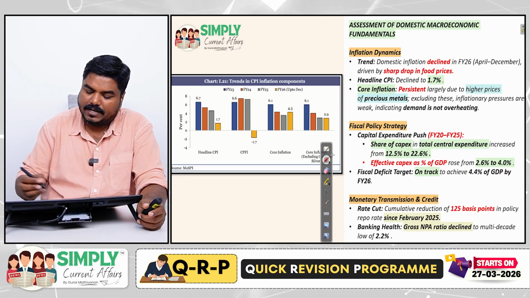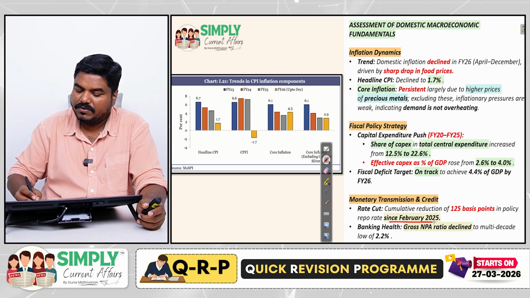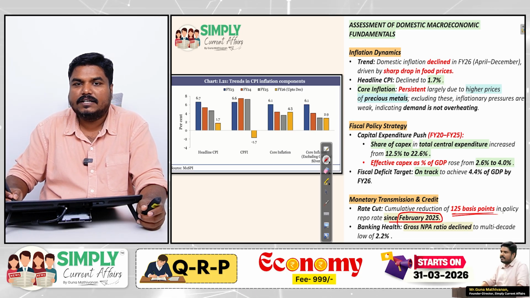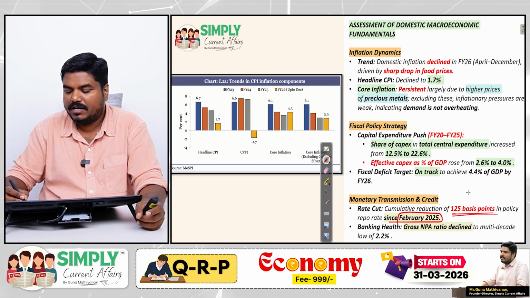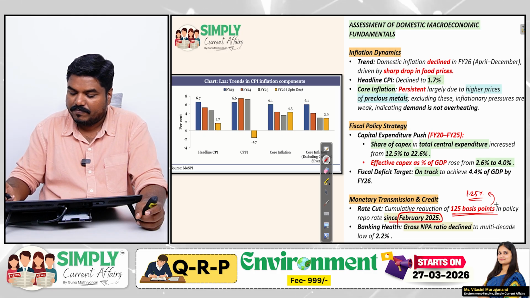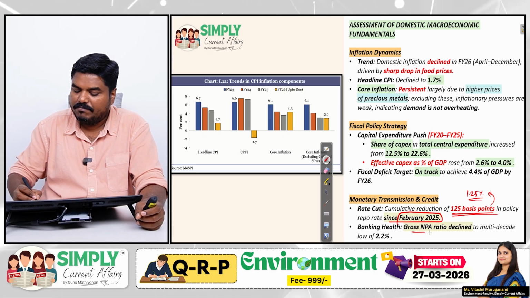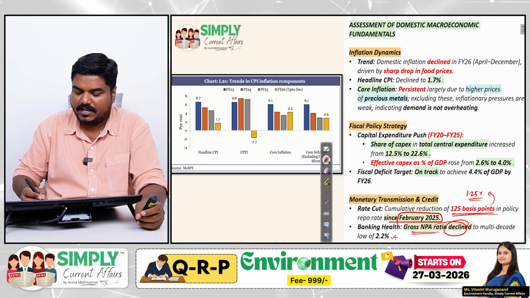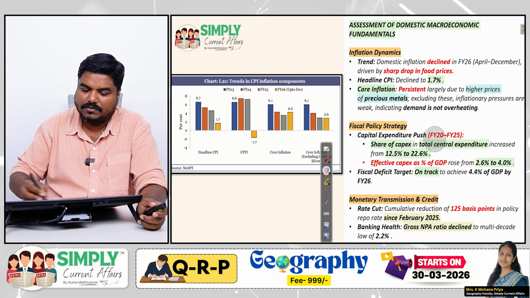With respect to the rate cut, almost since February 2025, the central bank has reduced the repo rate by 1.25%. We all know 100 basis points means 1%, 125 basis points means 1.25%. And the NPA also declined. It came to almost 2.2%.